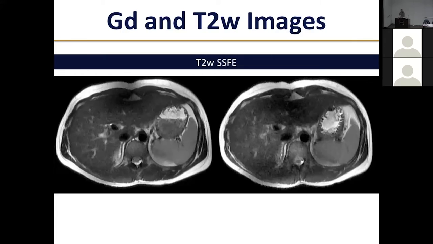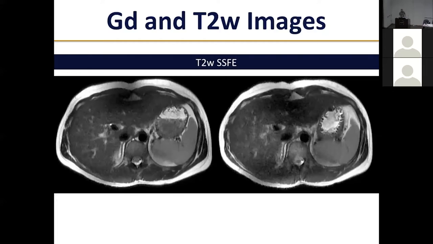What about gadolinium and T2 weighted images? Does gadolinium affect the appearance of a T2 weighted image? And in order for us to look at that, I want you to look at this image, and I want you to look at this image. And I'll tell you that one of them is pre-contrast and one is post-contrast. And is there anyone here who can tell me which one is pre-contrast and which one is post-contrast?